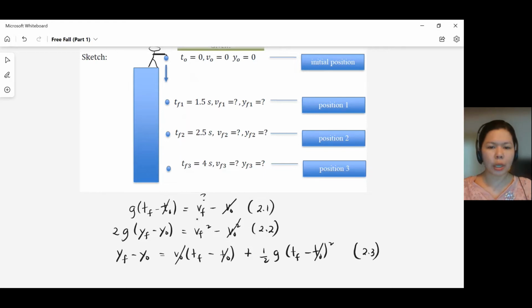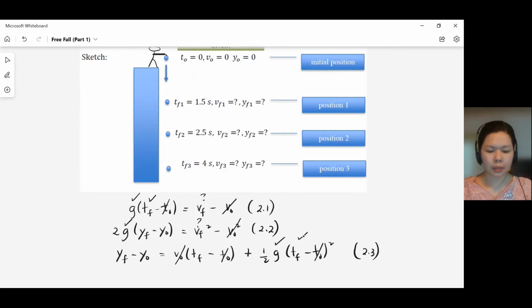So 2.1, unknown V final. 2.2, unknown. 2.3, there's no V final. And of course, G is available. We check that one. That's a constant, negative 9.8 meters per second squared. And T final, we have all the T final for positions 1, 2, and 3.